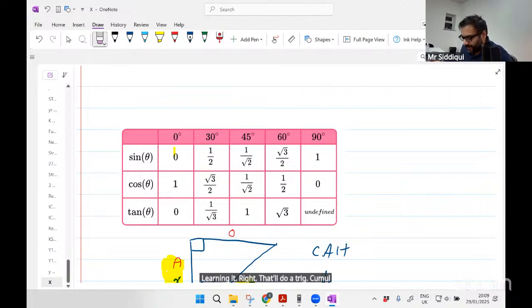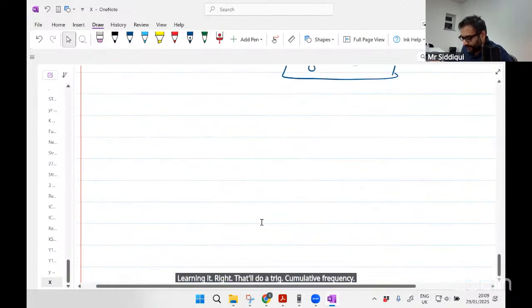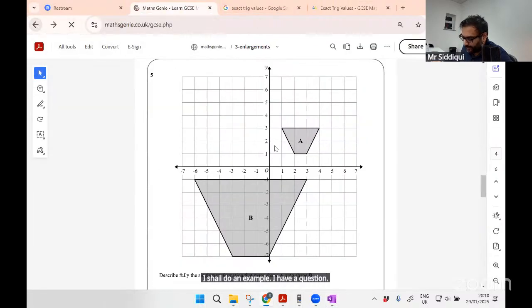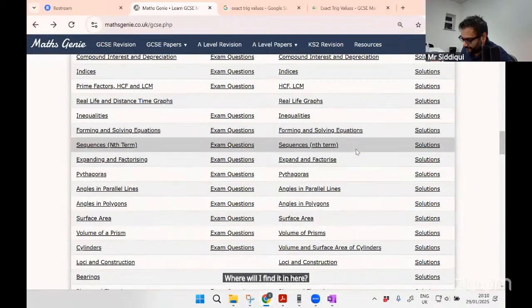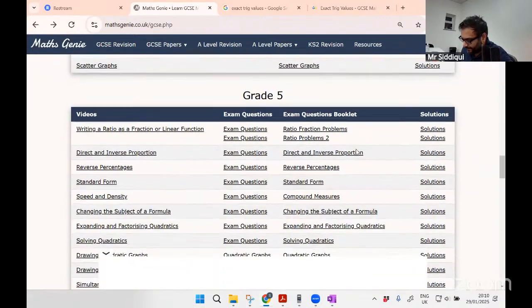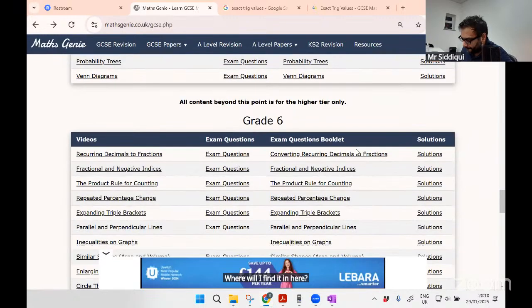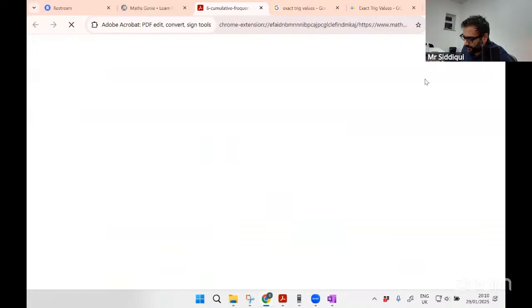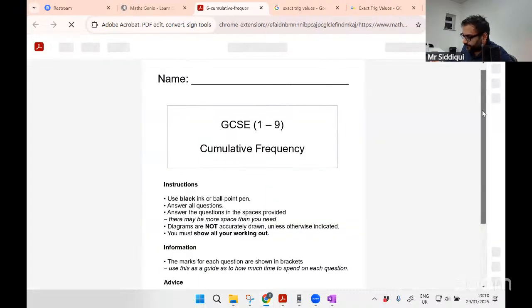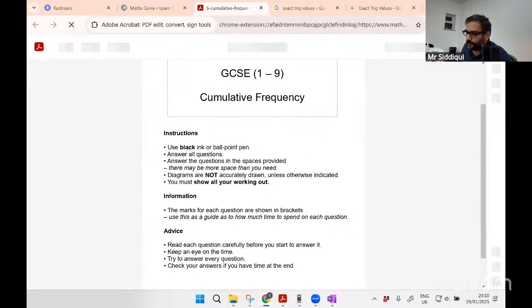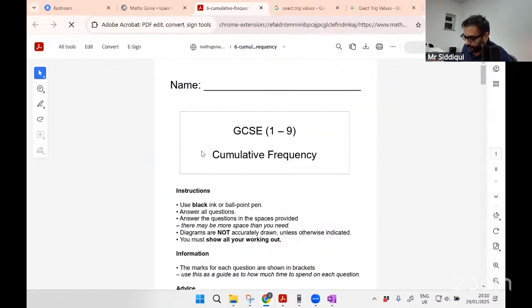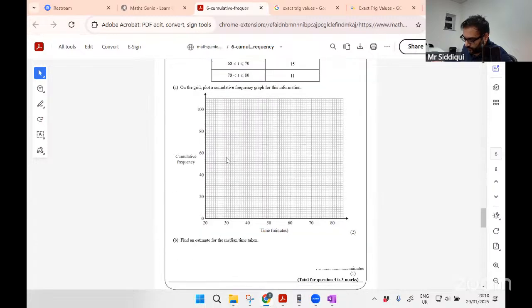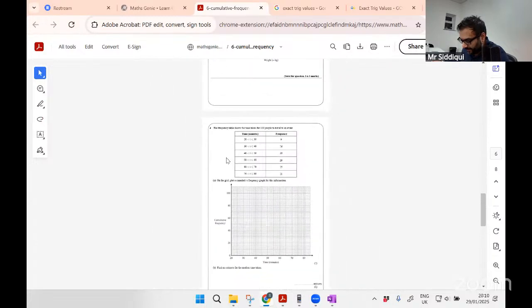Cumulative frequency. I shall do an example of a question. Where will I find it in here? There. Okay, that seems pretty perfect for me.